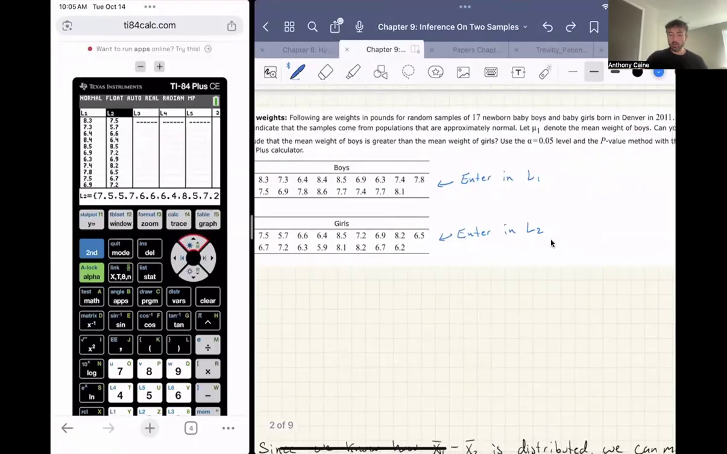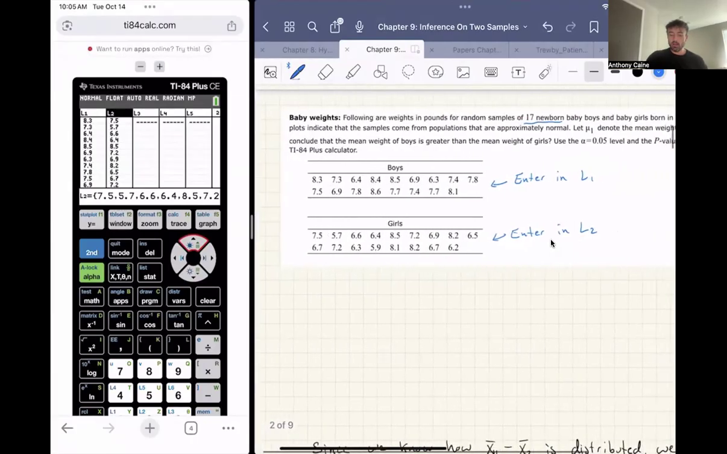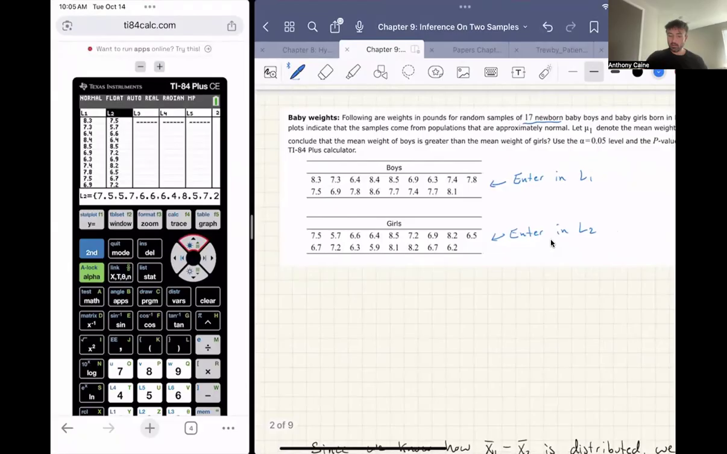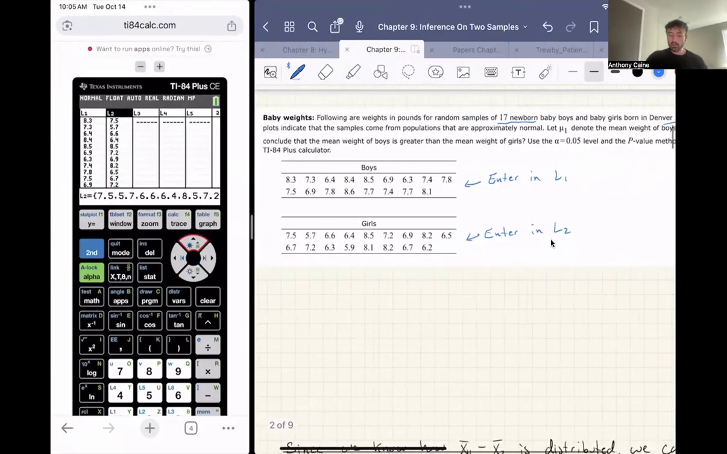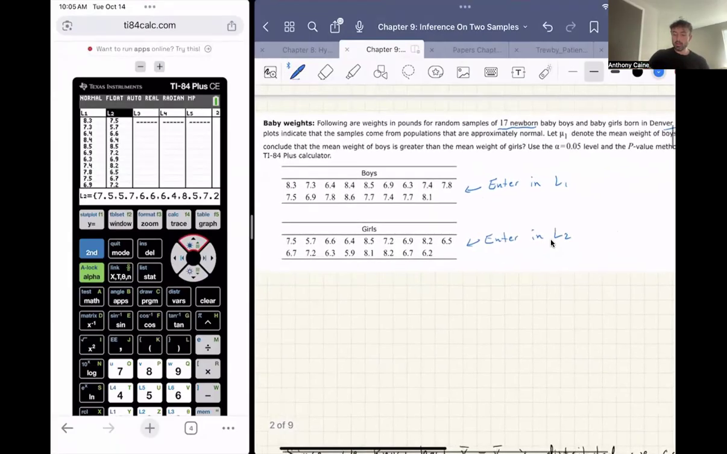Let's take a look. The following are weights in pounds for a random sample of 17 newborn baby boys and baby girls. So there's 17 in each list, in Denver in 2011. That's not a box plot, that's just the table. Behind the scenes, some statisticians looked at the data and they are telling us the samples came from populations that are approximately normal.